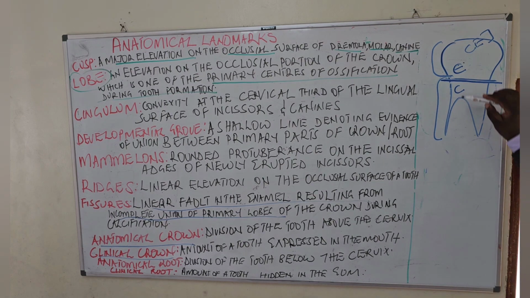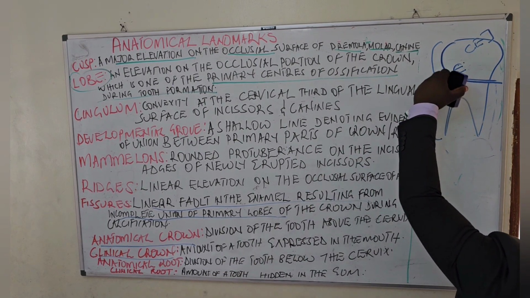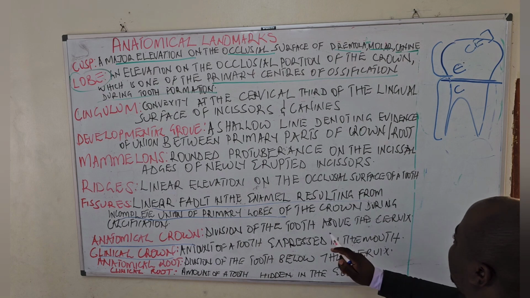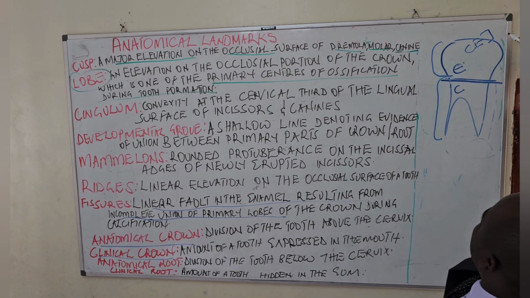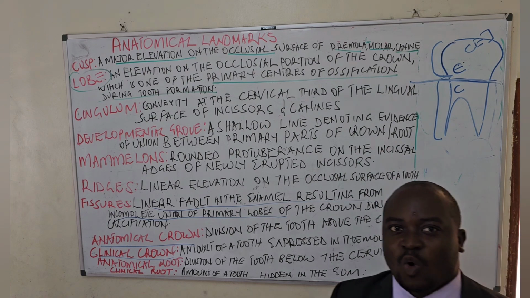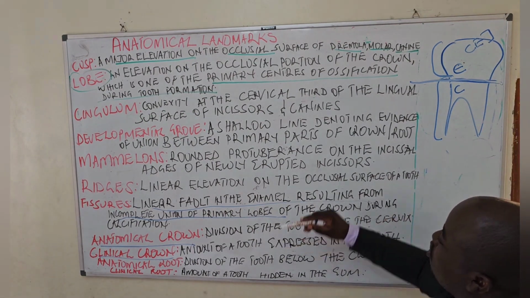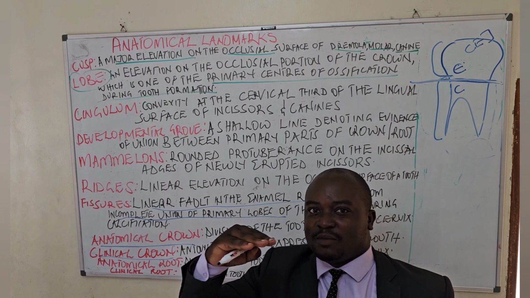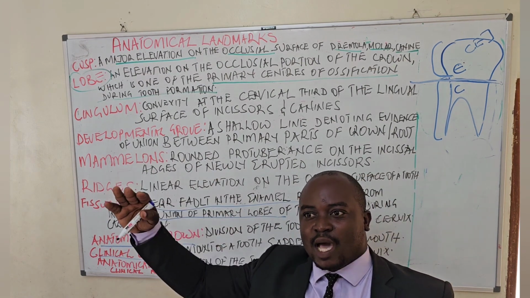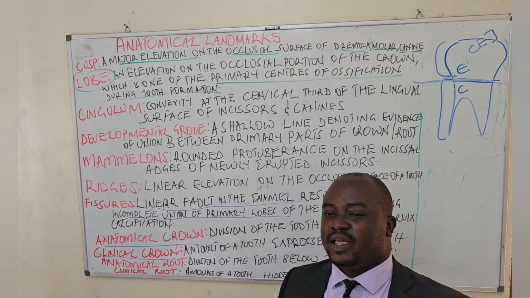So from here to here, this is the enamel, and this is what we call a crown. A crown is formed by the enamel, and anatomically this is called the anatomical crown. Even if you extract a tooth, what we find above the cemento-enamel junction is the anatomical crown, and what is below the cemento-enamel junction is the anatomical root.